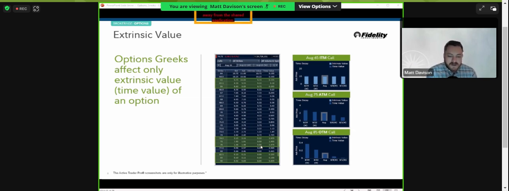So, of course, none of those above 75 or 75 itself are going to have that intrinsic value. Whereas you'll notice for all of these options, they're going to have time value. And why is that? Well, the reason why is because there's two factors at play. There's the value associated with the time left to expiration, which is why extrinsic and time value are often interchangeable terms. But then there's also a volatility component that's here.